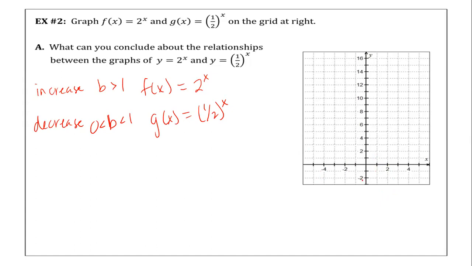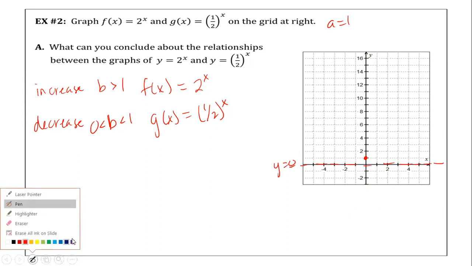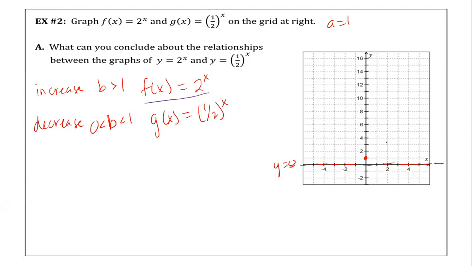The key thing when you're graphing both is that in standard parent function form, your a equals 1. So for both functions, the y-intercept is at 1. We also are going to have a horizontal asymptote at y equals 0. Okay, I'm going to graph our f of x first. Put it in parentheses and then put the power.